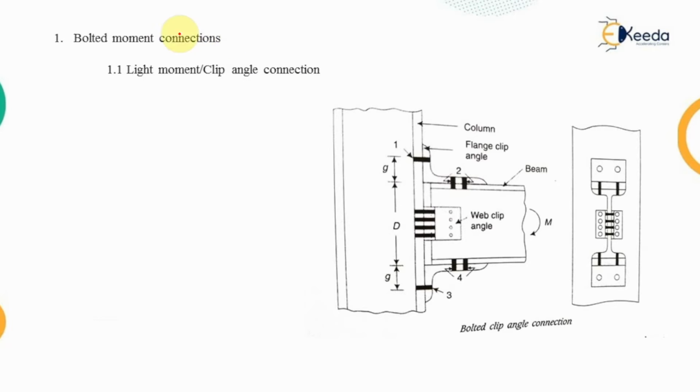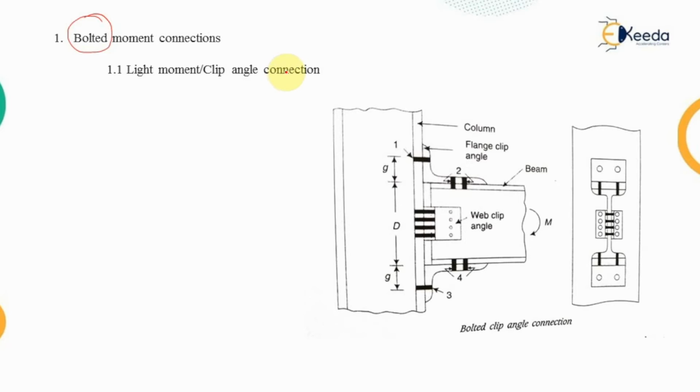Now the bolted moment connections. The moment connections can further be classified into two, depending upon the type of connection that we have provided. It can be the bolted connection or the welded connection. Whenever the connection between the beam and the column is maintained with the help of bolts, that type of connection is known as the bolted connection.